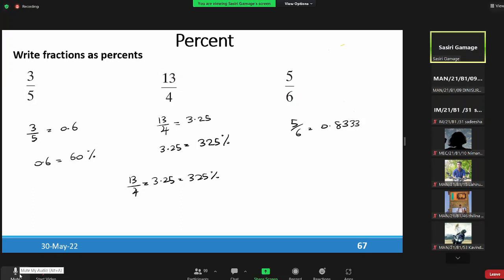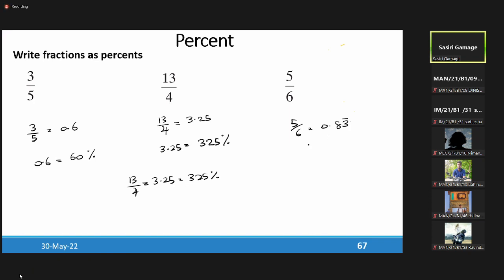33 නේද එන්නේ? දිගටම 3 නේද එන්නේ? Then you can keep a bar like this. Then we can keep 2 decimal places to the right. That means 83.3 bar. Okay. Then keep the percent.